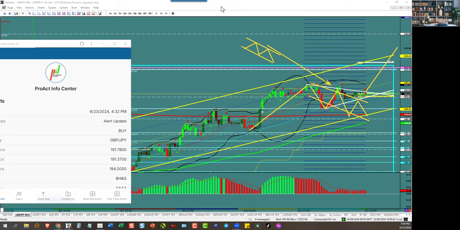See? So that's part of the process of doing the 3,000, I mean the 300, is to get your brain to go, I got this. I got this. I'm not going to confuse a symmetrical triangle with a bear flag or a bull flag or whatever it happens to be. See?